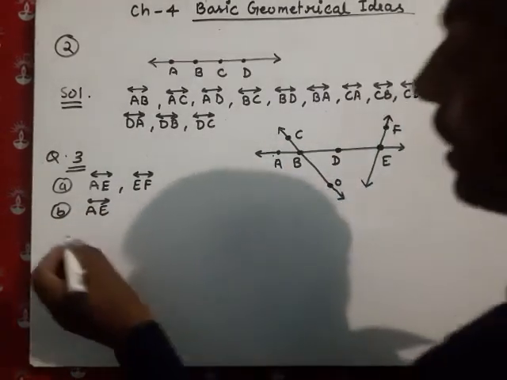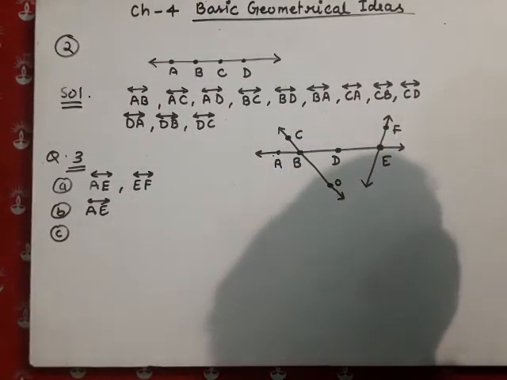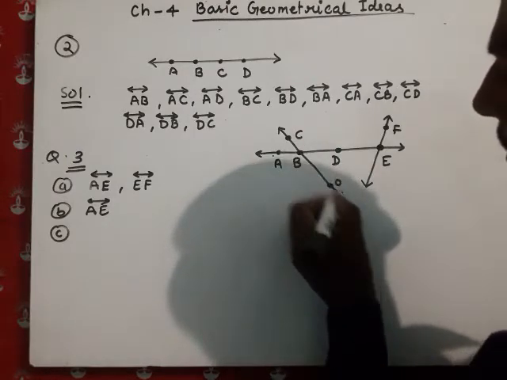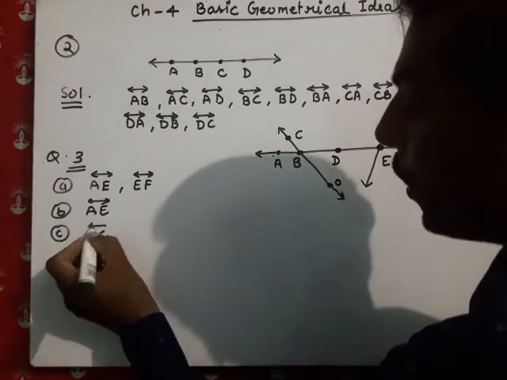Now we have to write down the C part. Here in the C part the question is asking for the line on which O lies. So that is this line, OC. So we have to write down the name OC or CO.